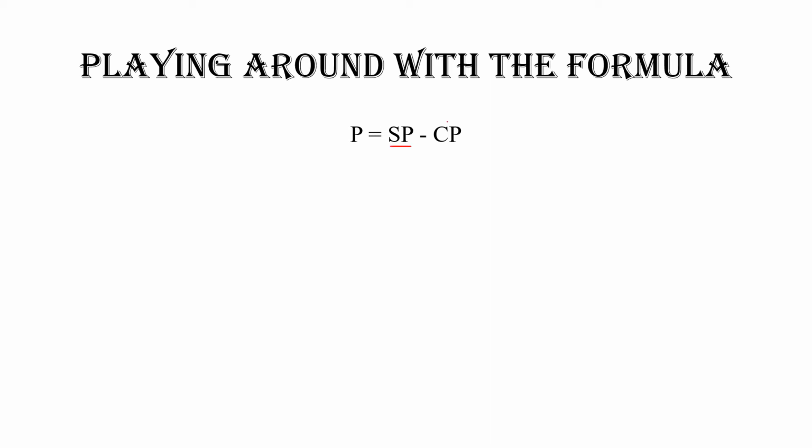How do I do that? Simple. I make SP the subject. And by subject again, I repeat, the SP has to stand alone, be positive, and in the numerator. When I send the CP to the other side, I will now end up with P plus CP is equal to SP, and that is the selling price. So if I have to calculate my selling price, all I need to do is add my profit and my cost price, and that will give me the selling price.